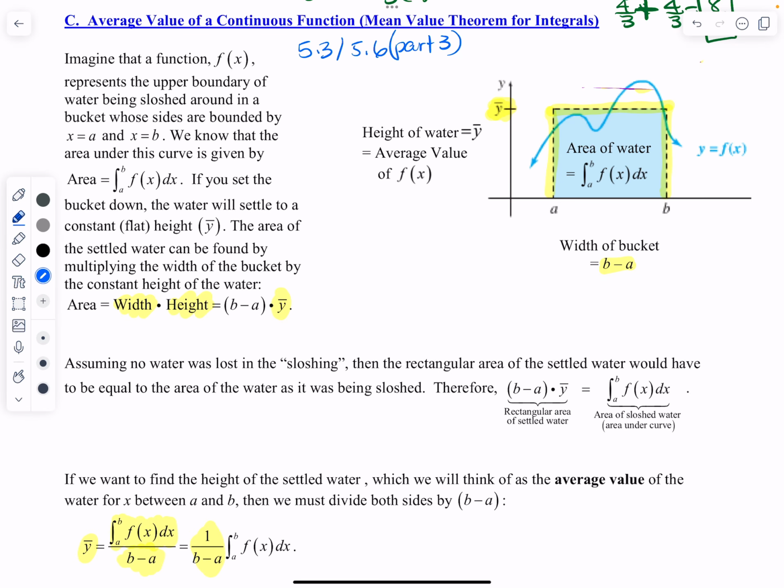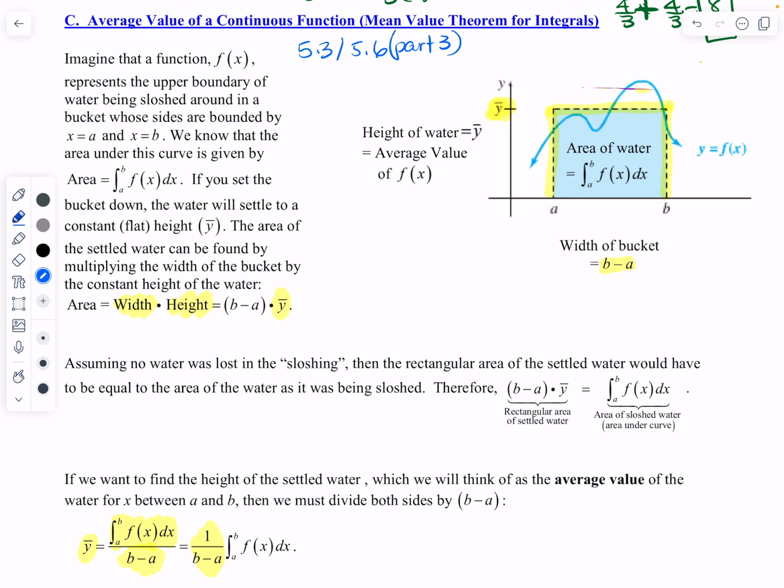This is 5.3/5.6, some applications of the definite integral. If you did not watch part 1 and part 2, please go back and do so. This section is super long. I'm going to make an assumption here that we're going to have 4 parts.